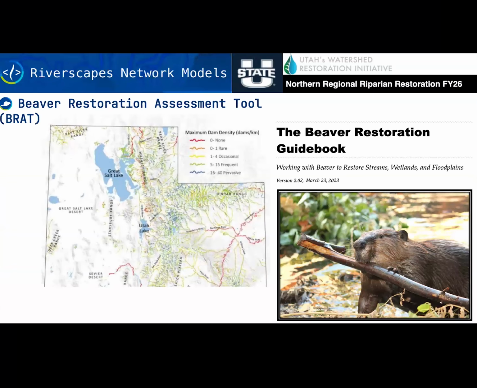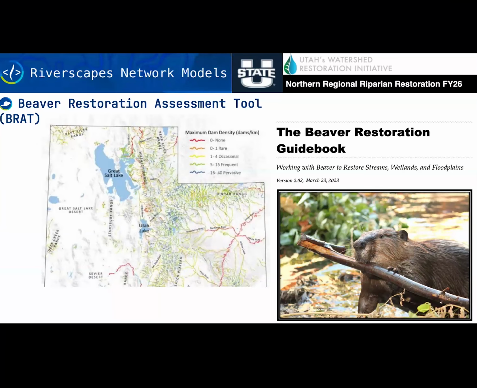And then just a little bit of background. So the Riverscape Network, it's developed through Utah State. It's a collaborative consortium composed of scientists. It provides open source standardized data for modeling, tools to help scientists and land managers develop plans for riparian ecosystem restoration.